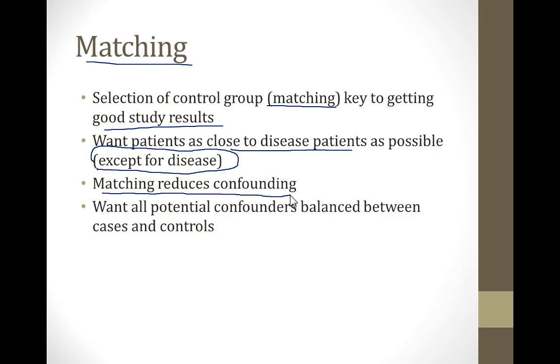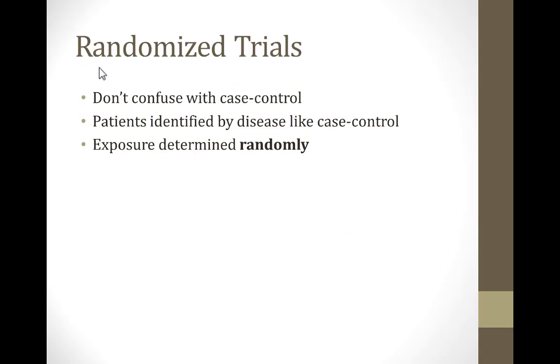Confounders are variables like age or race or presence of comorbid conditions like diabetes and hypertension that could affect the results. If you match patients well, those potential confounders will be equally distributed among the cases and the controls. So you want all potential confounders balanced between the two groups, and to do that, you need to do good matching.